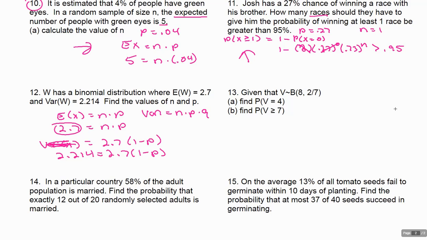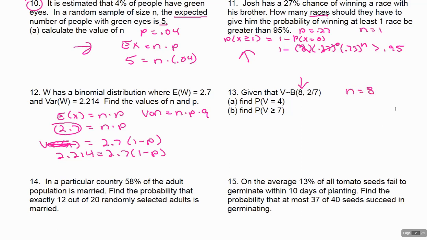Right. And for 13, is that like the same thing? So, no, in 13, what are they telling you? What does this mean? Oh, it's just the, what's the first number? N is 8 and P is 2/7.